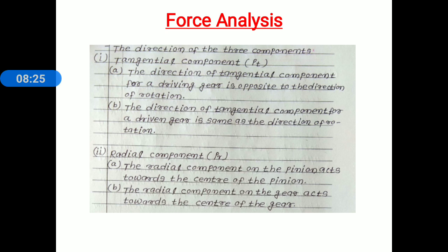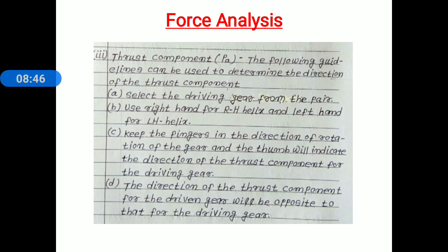Second component, radial component. The radial component is always directed towards the center of the gear. If we consider a pinion, that radial component always acts toward the center of the pinion. If we consider a gear, that radial component always acts toward the center of the gear. Now, in the force analysis of helical gear, this third component is very important. How to decide the direction of the thrust component?